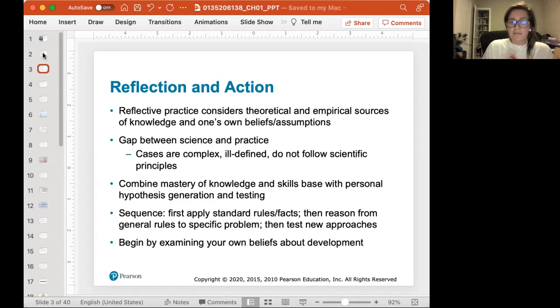So you want to combine mastery of knowledge and your skills base with your personal hypotheses in generating your approach to research and in testing hypotheses that you come up with. In terms of sequence, you first apply standard rules, facts, and then you reason from these rules to your specific problem, and then you test new approaches after that has happened. So you begin by examining your own beliefs about development.